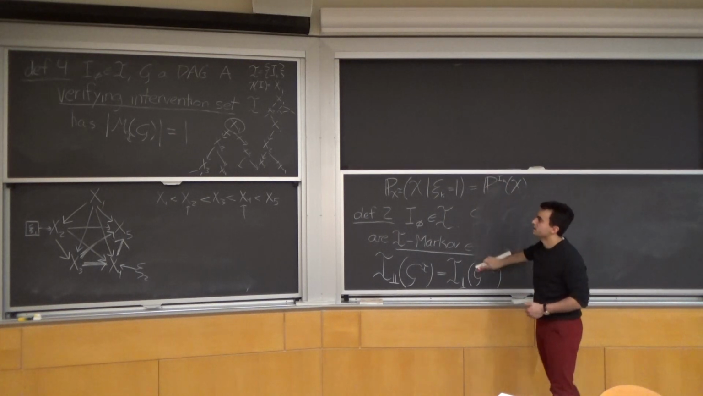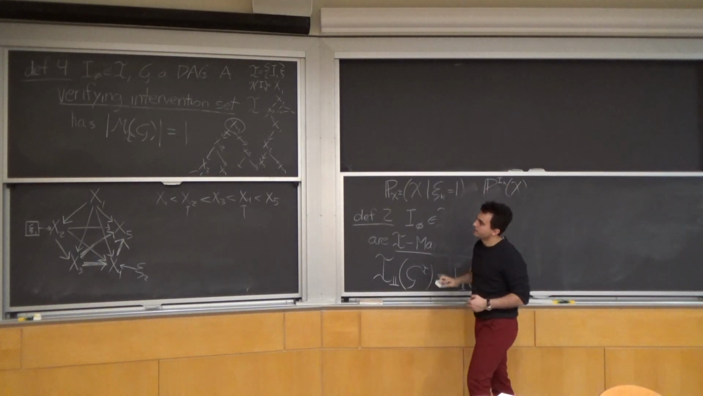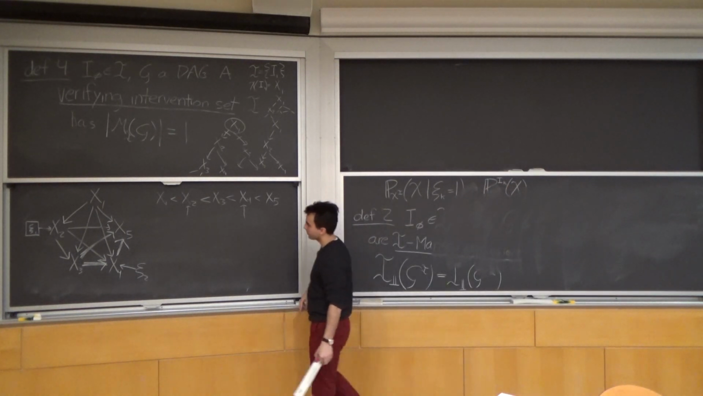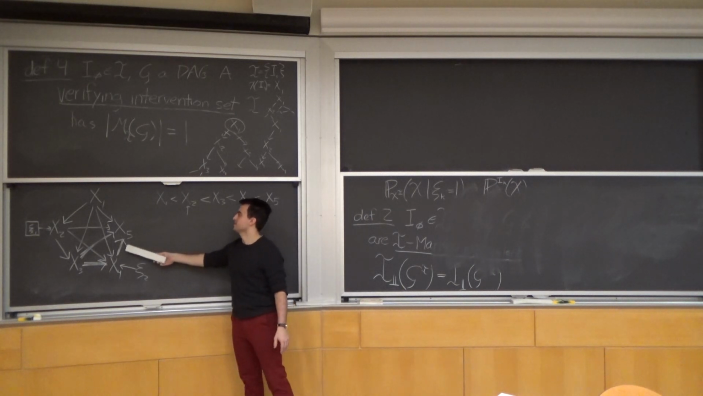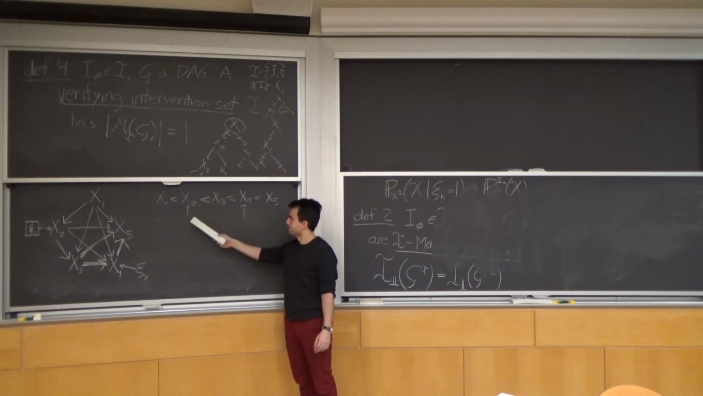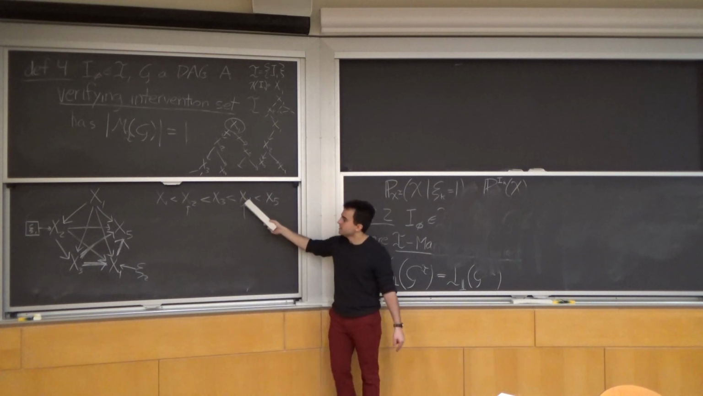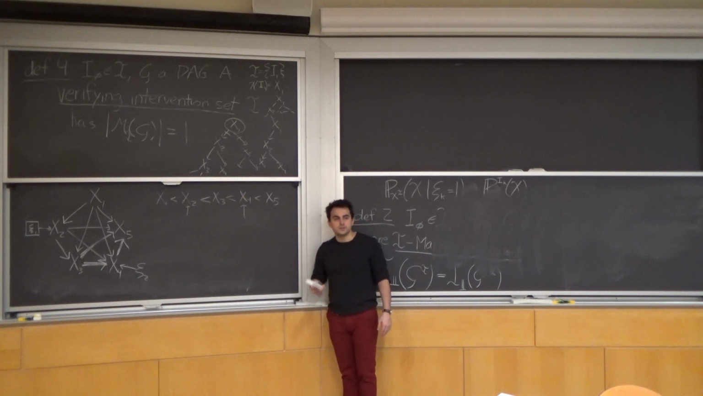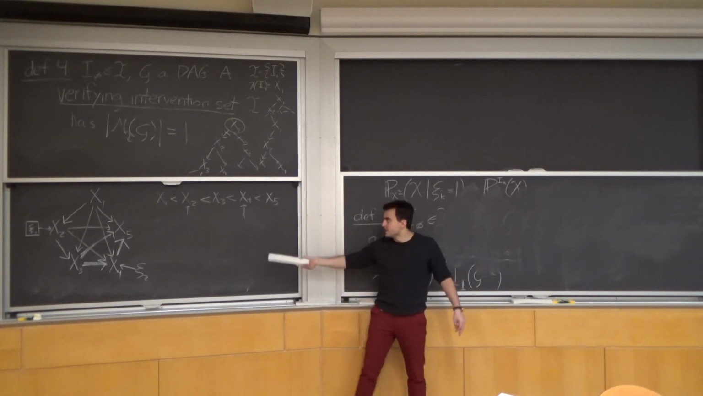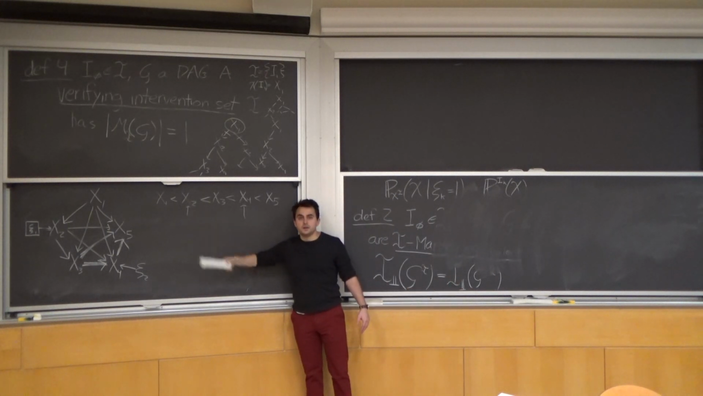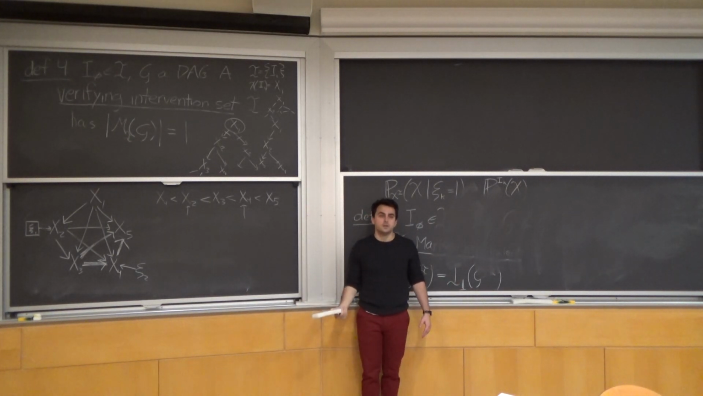I should say with our complete graph like this, yes, doing every even numbered node is going to be a verifying intervention set, and that's going to be for just single node interventions.